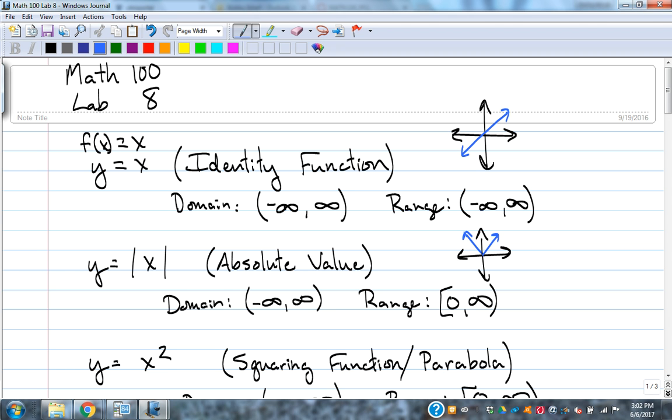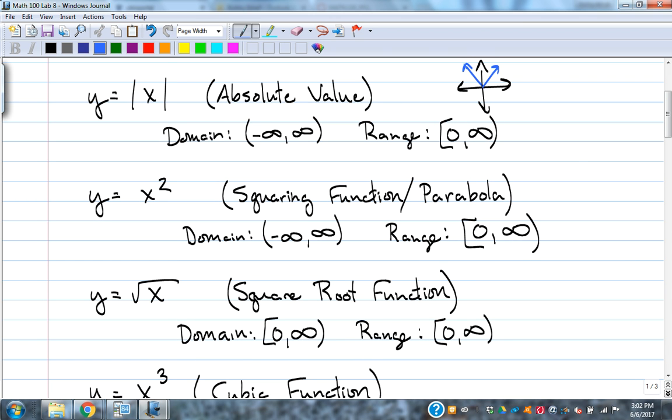Domain is from negative infinity to positive infinity. And the range of the graph that I've drawn there is from 0, including 0, up to positive infinity. Okay. The squaring function, the parabola, is similar to the absolute value graph. It's just curved, and it squares the x values to create the y value. So it's similar to that.